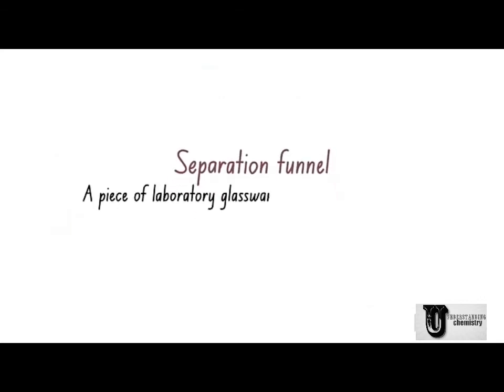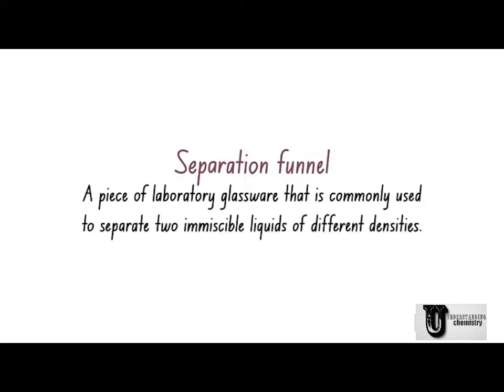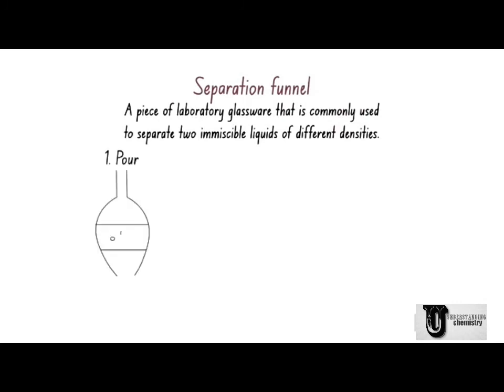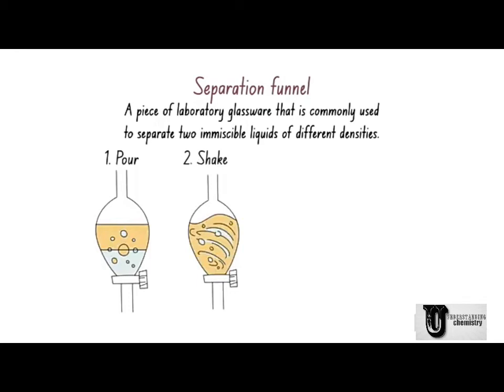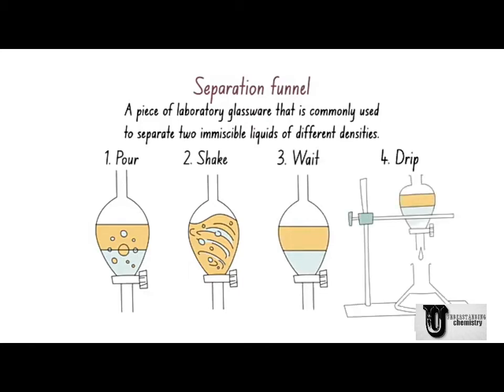A separation funnel is a piece of laboratory glassware that is commonly used to separate two immiscible liquids of different densities. A mixture is poured into the separation funnel and the funnel is shaken. Afterwards, the mixture is left to settle inside the separation funnel. Over time, the more dense liquid settles to the bottom of the funnel, while the less dense liquid floats on top. The more dense liquid is run off through a tap at the bottom of the separation funnel, leaving the less dense liquid in the funnel.